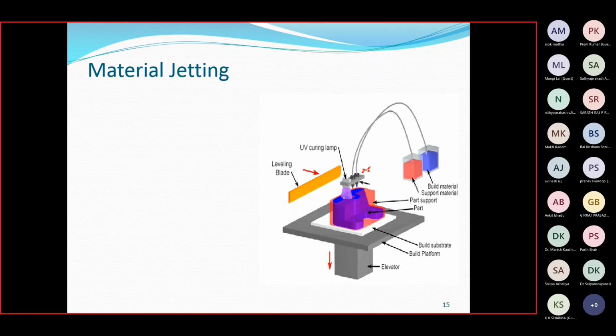In material jetting, you can also use color. This one is the leveling blade. Once you provide that liquid on this surface, the leveling blade will come and level it completely, once, throughout the surface. So that's the way material jetting works.